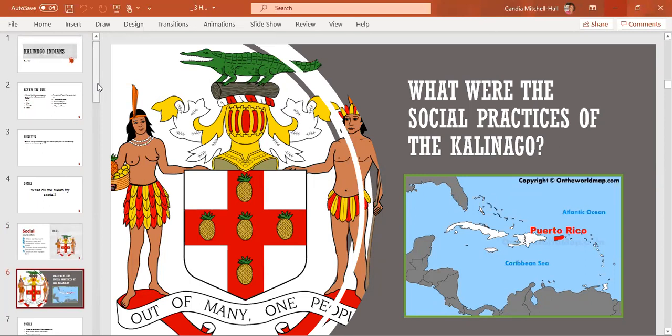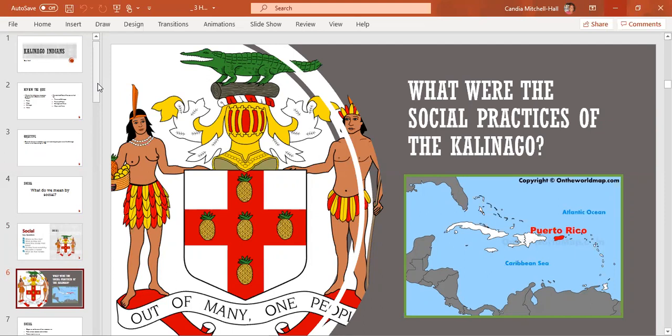What's the Kalinagos leader's name? Sorry. Remember, we are looking at Kalinagos, a different group. Oh, okay. We are through now with the Tainos. We're now looking at the Kalinagos. Go ahead. Sir, I think their leader was called Obutu. The Obutu, very good, excellent.